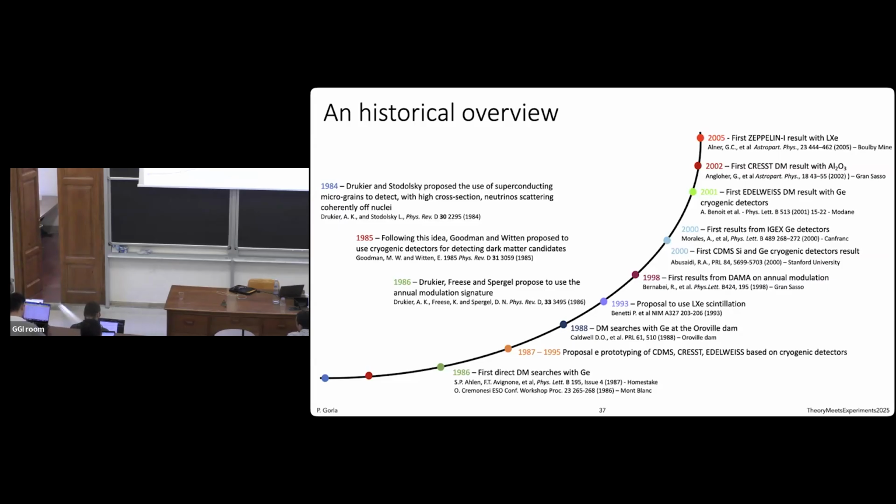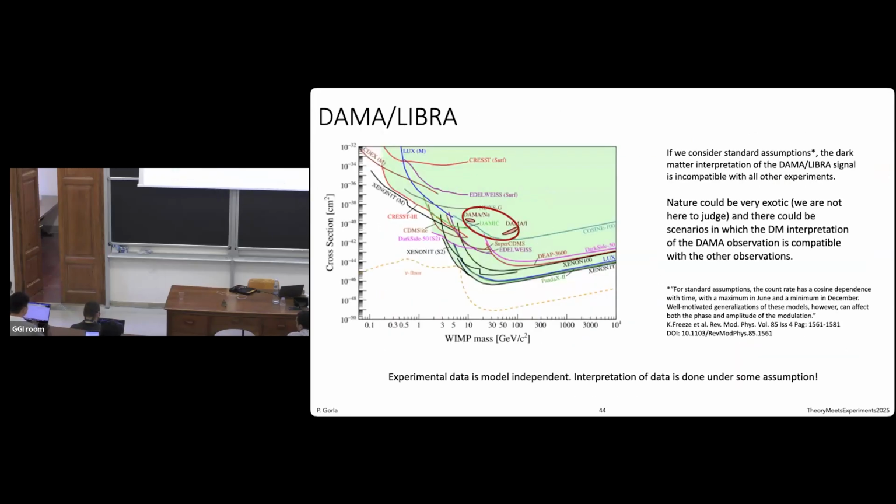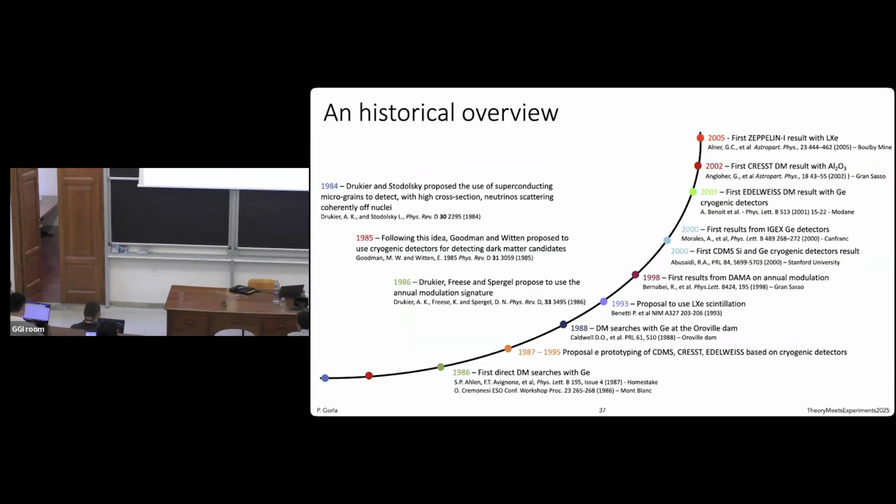This is the way neutrinos nowadays generate background in our experiments. Right after that, Goodman and Witten proposed to use cryogenic detectors to detect dark matter candidates. And almost at that time, Drukier, Freese, and Spergel proposed the use of the annual modulation signature as a tool to access the dark matter behavior. So right in those years, there was the, oops, what happened with this? Sorry, again.